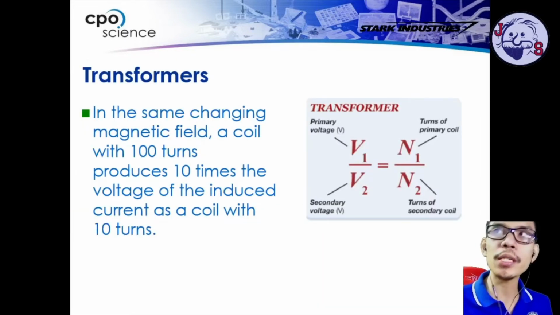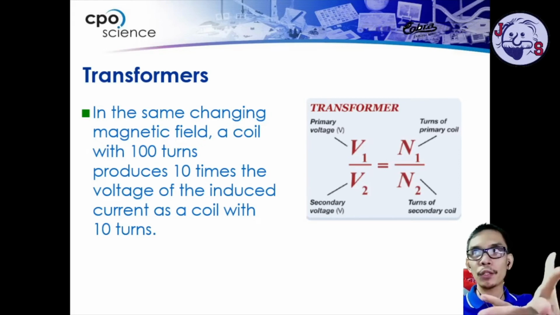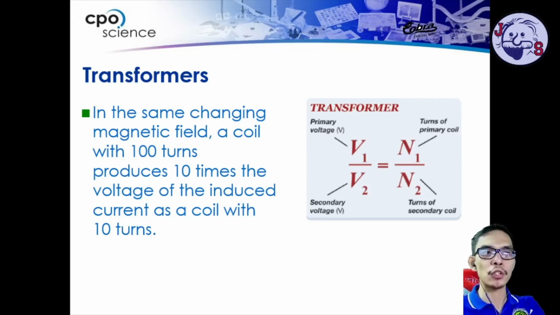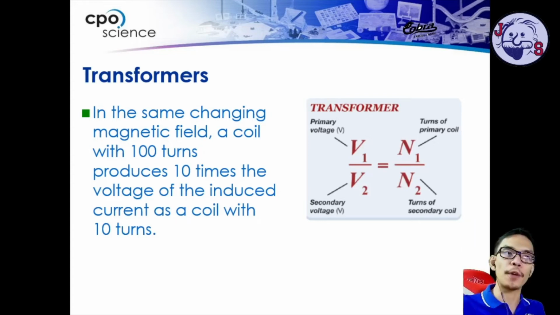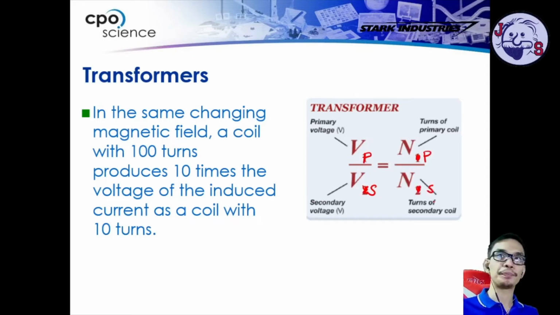Alright, so this is the transformer equation that we have right here. Now, if you want to find out the secondary voltage or the primary voltage or the number of turns in your primary coil or secondary coil, you can use this formula. So, instead of using 1, I will replace it with primary. Alright, so the 2 is replaced by secondary. And we have the primary over here and the secondary.